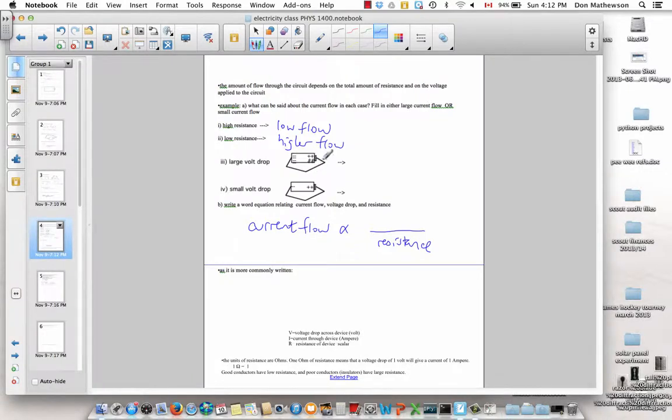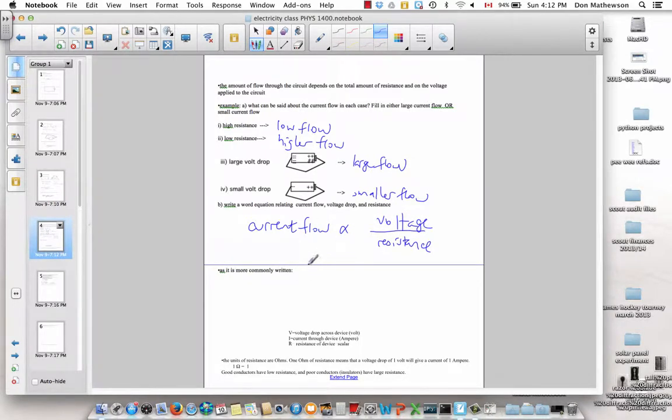At the same time, the amount of current flow is proportional to the voltage drop. If you've got a lot of charge separation, there's lots of quote-unquote electric pressure, and that's going to create a lot of flow in the circuit. Conversely, with less charge separation, less stored energy, you're going to have a smaller flow, which suggests that the amount of current flow is directly proportional to the voltage.